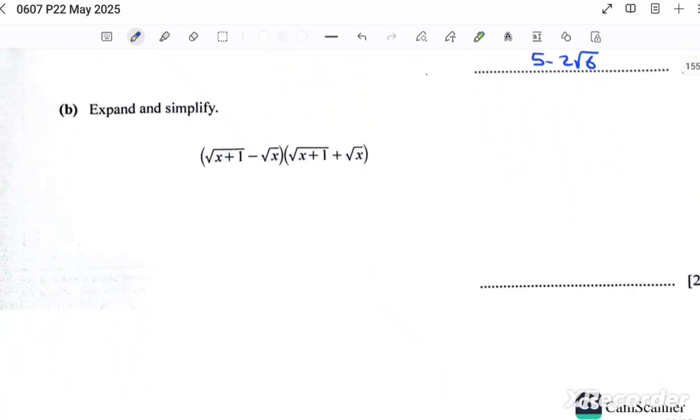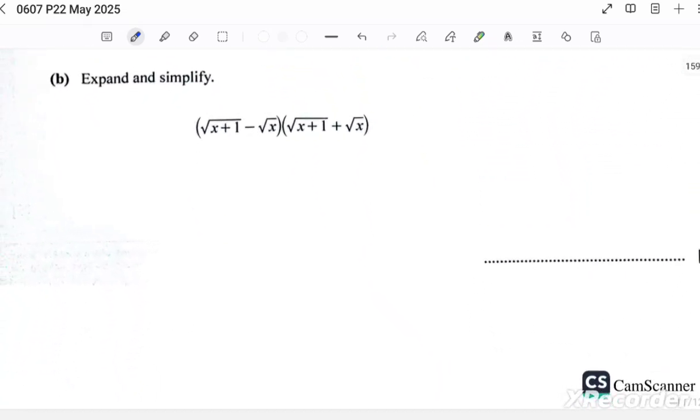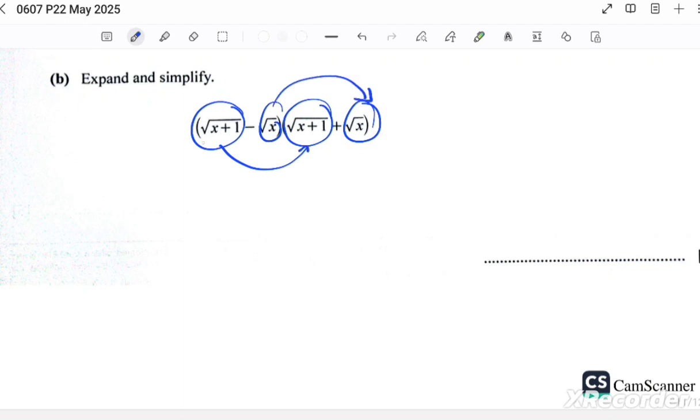Next one, expand. When you expand, look here, you will discover that this term is the same as this one, and this term is the same as this one, but different signs. In this case, it's like difference of two squares. So just multiply the first one by the first one and the second one by the second one. So square root of x plus 1 times the same, it will give you what's under the root. So it's x plus 1. And minus times plus, it's minus. And square root of x times square root of x, which is x. So x plus 1 minus x, which gives 1, and the answer is 1.